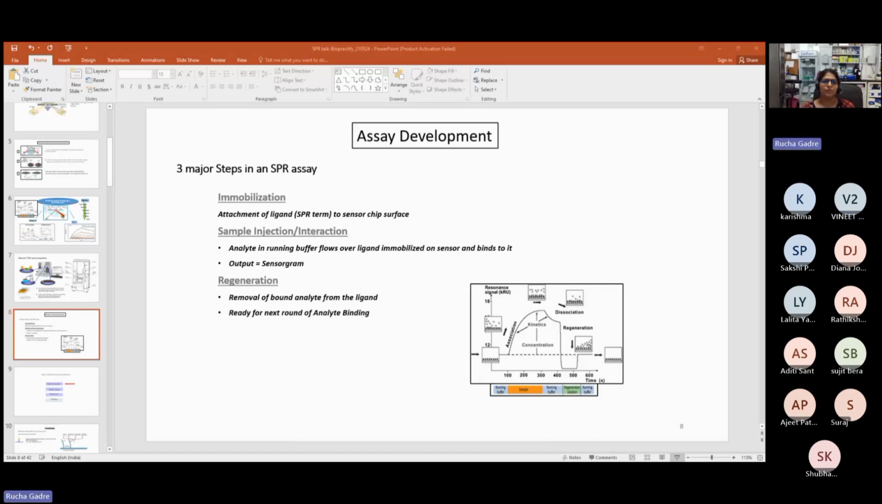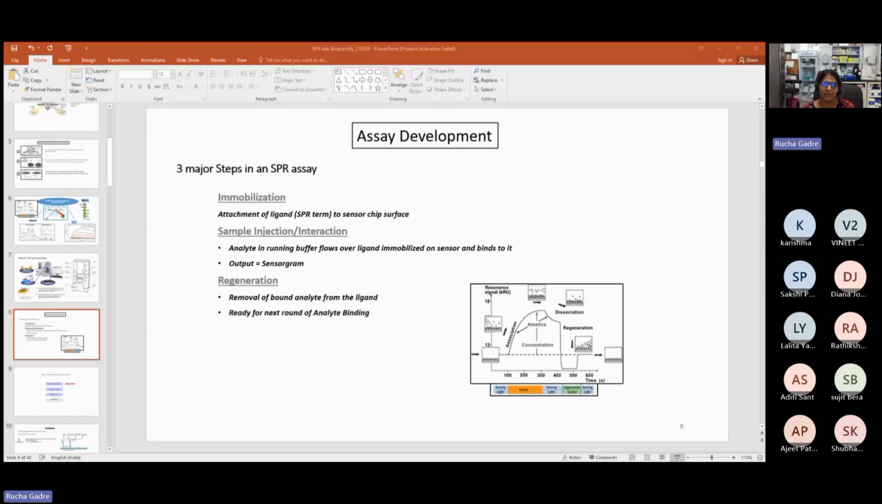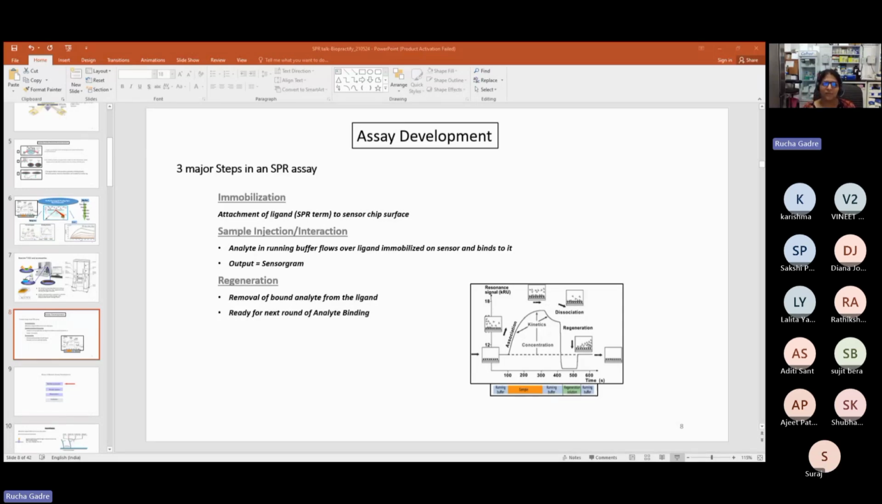Okay. So the first step is immobilization, in which we immobilize one of the interacting partners, which we call the ligand. We immobilize the ligand on the sensor chip, and then the analyte is flown. We get the sensorgram, and then we do the regeneration process. So the first step is surface preparation, that is for immobilization.